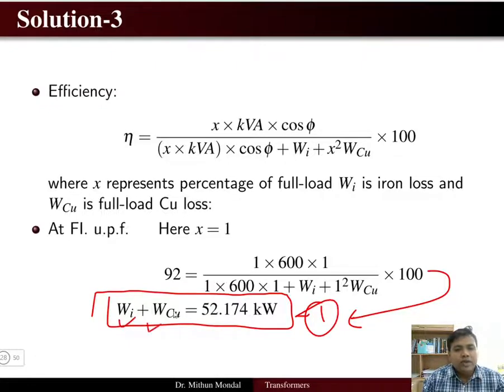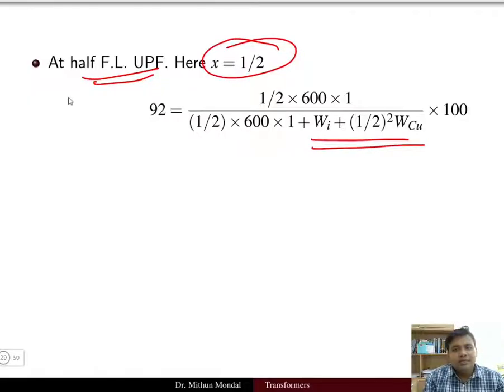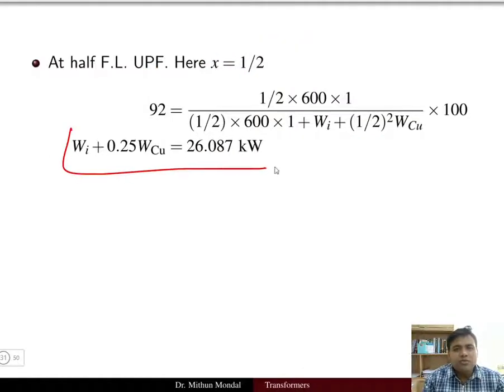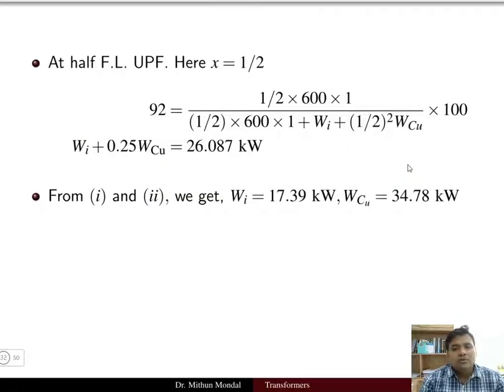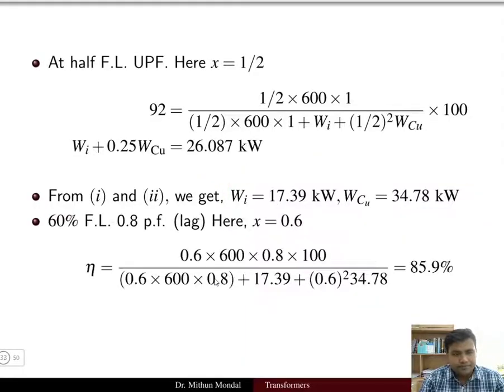So we have two variables and now one equation, so one more equation is required, which comes from the half full load unity power factor condition. So here X will be half instead of 1, so we will be putting this in the same equation. On solving this, we will get one more equation. This is the second equation. So on solving the first and the second, we can determine the iron loss and copper loss under the full load condition.